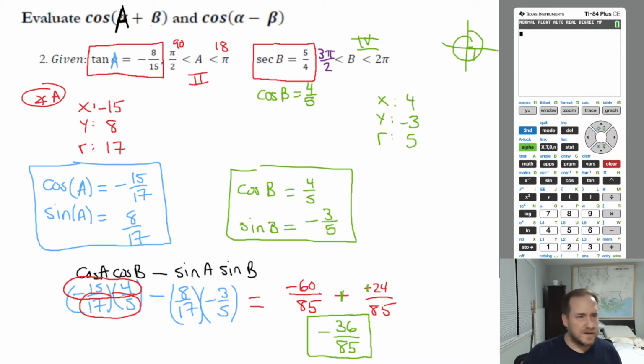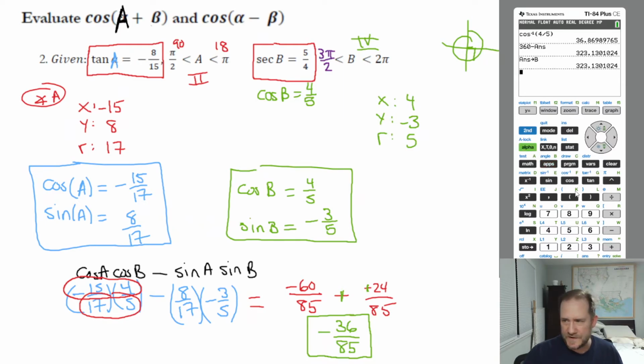Now for B, we had secant of B as 5/4, but I don't have a secant button. So we turn that into cosine of 4/5. So if we go inverse cosine of the 4/5, we'll get a quadrant 1 angle, but we wanted a quadrant 4 angle, remember? Because we're supposed to be over there. So I guess that means we do 360 minus that angle. And that would be our quadrant 4 angle that has the correct value of cosine. So I'll store that as B.